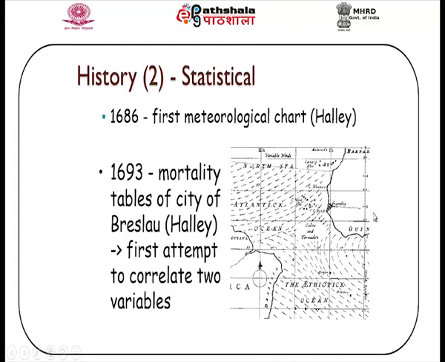Halley's chart shows meteorological information, like the kind of winds that flow across a certain region. The trade winds and other winds that flow across a region are shown in this figure in the form of a visual structure. This came into existence in the year 1686. Later, in the year 1693, the mortality tables of the city of Breslau were a first attempt to correlate two different variables, and this was also introduced by Halley.